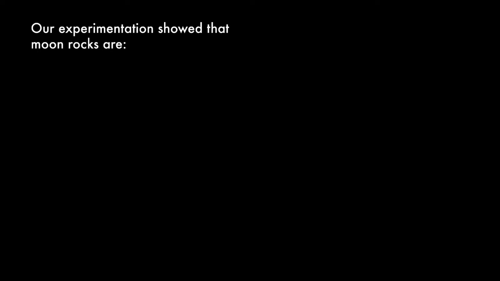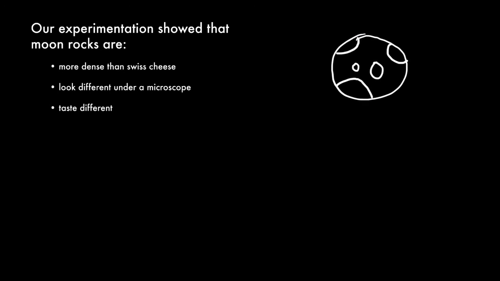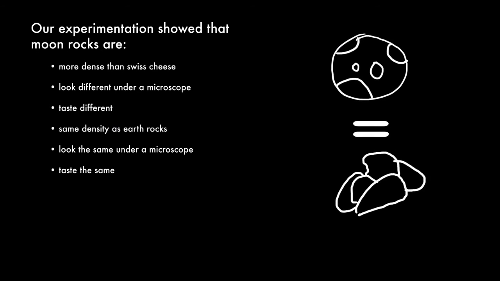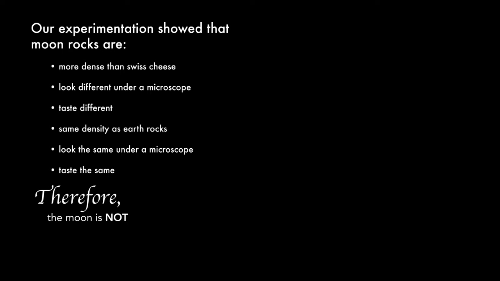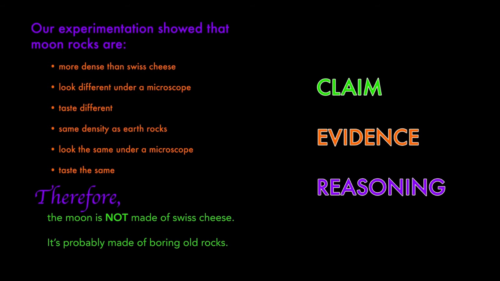Our experimentation showed that moon rocks are more dense than Swiss cheese, look different under a microscope, and they taste different than Swiss cheese. However, moon rocks and Earth rocks are about the same density. They look similar under a microscope, and they taste the same. Therefore, the moon is not made of Swiss cheese. It's probably made of boring old rocks. Claim, supporting evidence, and reasoning to connect it into a complete argument.